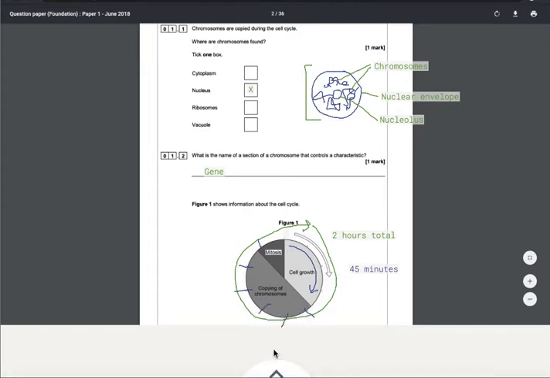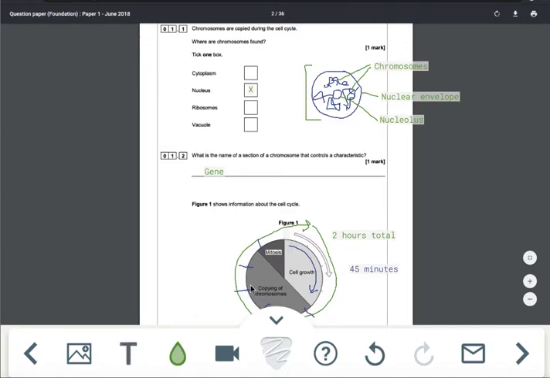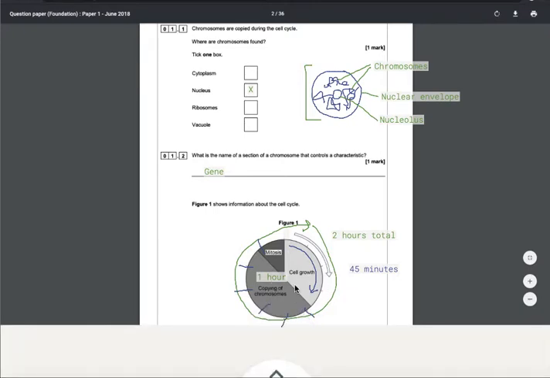1 hour we've got. Let's just write that in here, 1 hour. So now we know copying of chromosomes takes an hour, half of the time. Cell growth takes 45 minutes. And all we've got to do now is figure out how long mitosis takes. So 2 hours total, we're just going to minus an hour, give you an hour, and then we're just going to minus the 45 minutes of cell growth. We're left with 15 minutes.